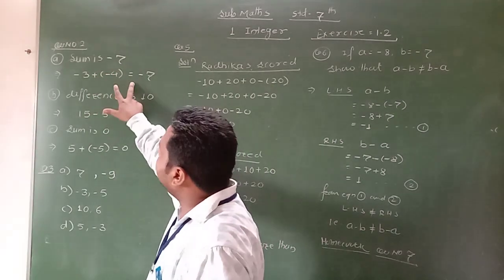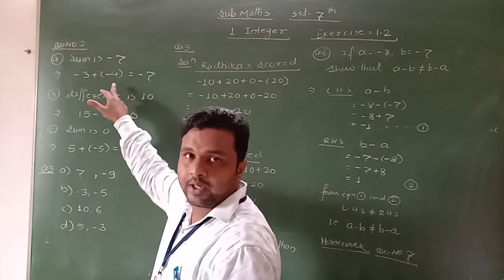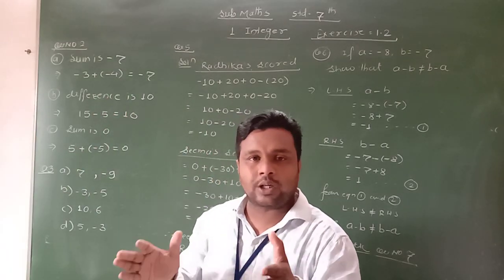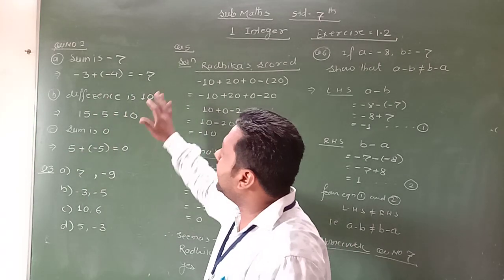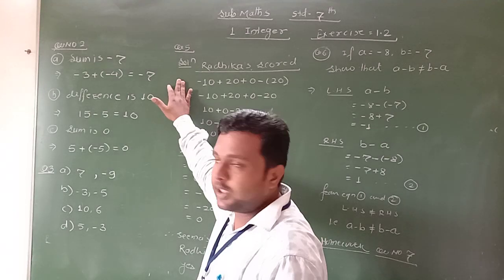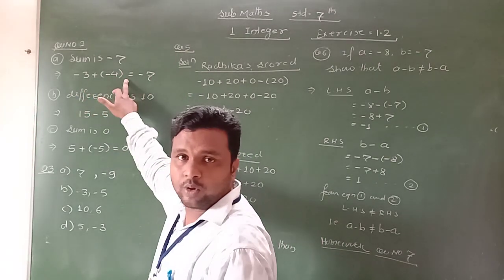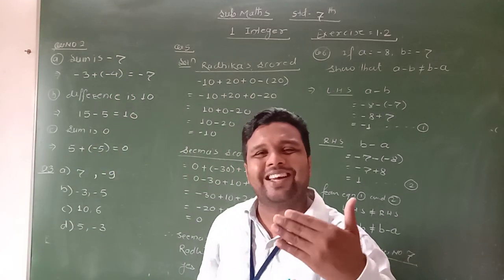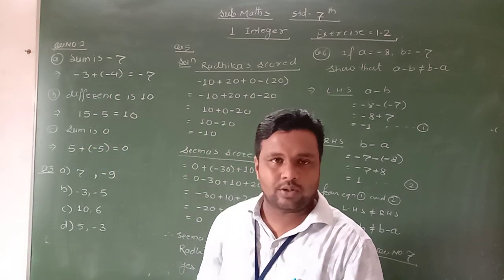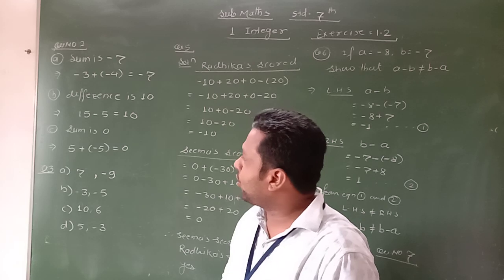So here I take minus 3 and minus 4. The sum of these two integers gives us minus 7, isn't it? Then what is the answer? Minus 3 and minus 4. In this way you can take any pair of integers. This is an open-ended question for you.